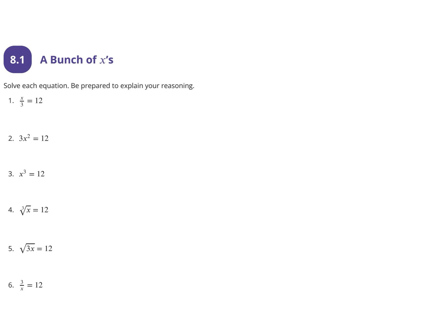So this one is simple. All you've got to do is cross multiply. When x over 3 equals 12, you just multiply both sides by 3 to get rid of the denominator. x equals 36. Okay, that's that one.